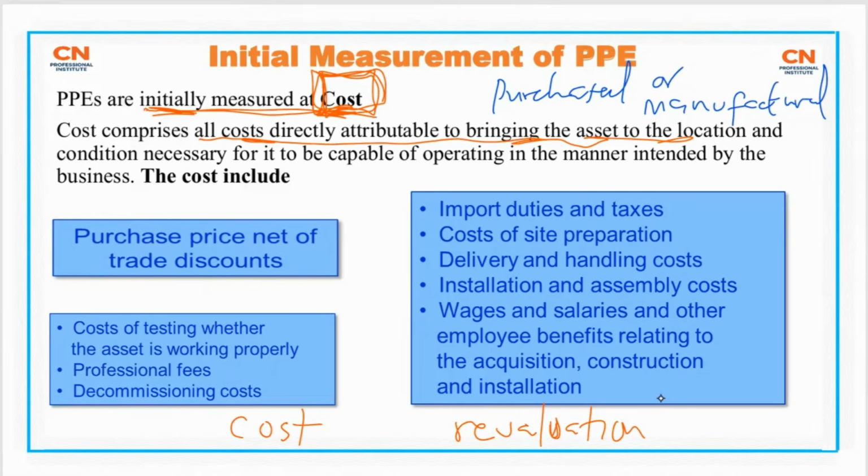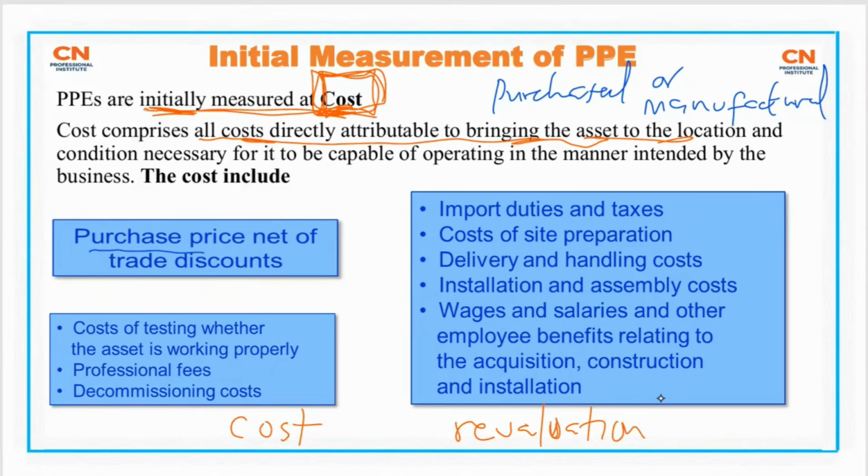Now, let's look at the cost of PPE when purchased, and then we look at the cost of PPE when manufactured. But basically IAS 16 is more like PPE being purchased. But we'll look at both. All right. Now, if the PPE is purchased, then these are the items that we factor in or take into account when we are determining the initial cost of the PPE.